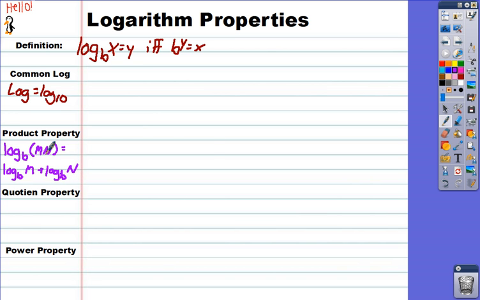And that's your product property. Notice it's called the product property because right there is your product. So basically you can change the product inside a logarithm into the addition of two logarithms with the same base.